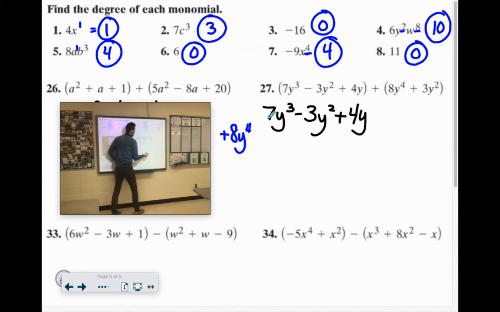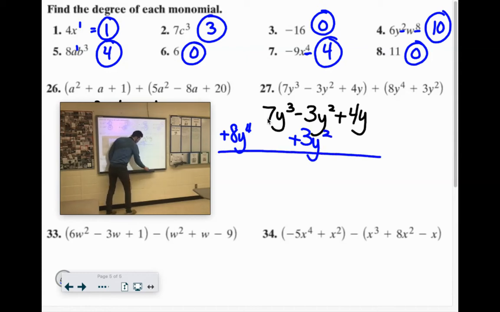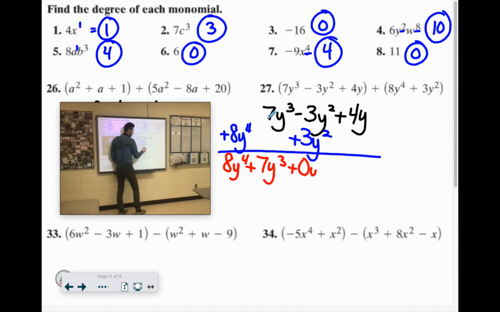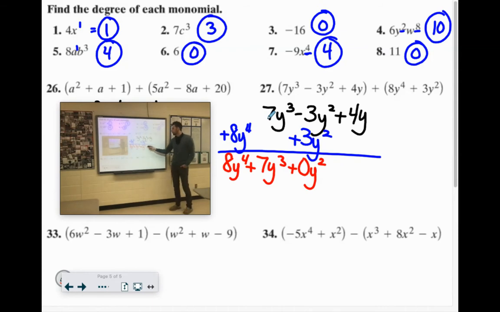And we have 3y to the second. Let's put that under our other 3y to the second. So, we have 8y to the fourth. We'll just bring down our 7y to the third. Negative 3y squared plus 3y squared would be 0y squared. So those would cancel each other out. We could write 0y squared initially and then clean up later. And then we have the plus 4y.